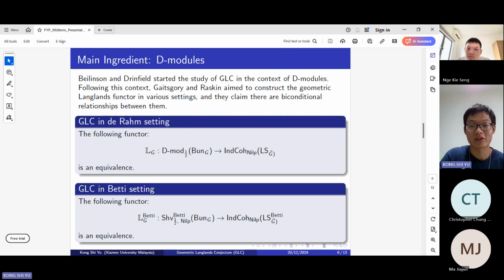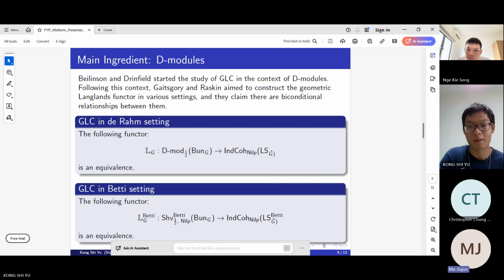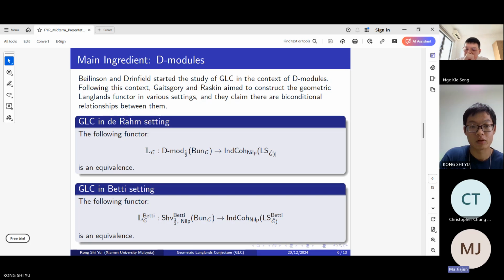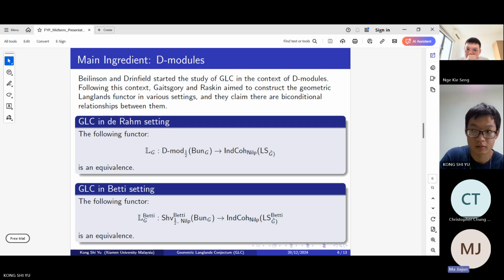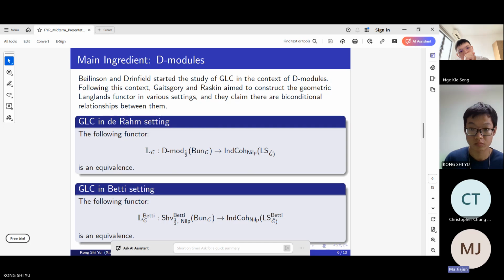LSG hat is local systems on G hat, and this G hat is called the Langlands dual group. In what kind of setting is this? The base field is what? It is a function field. Function field over what? What is the characteristic of the function field? Oh, zero. Characteristic 0.